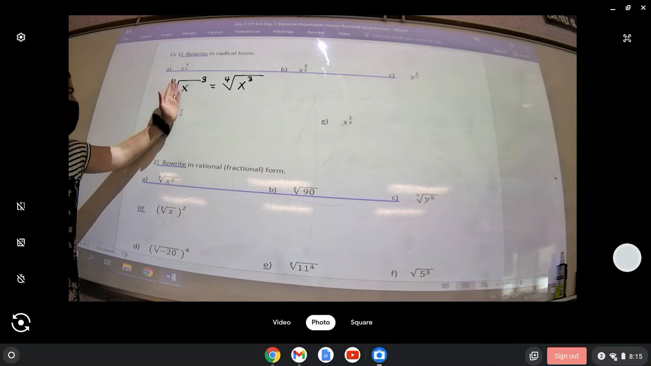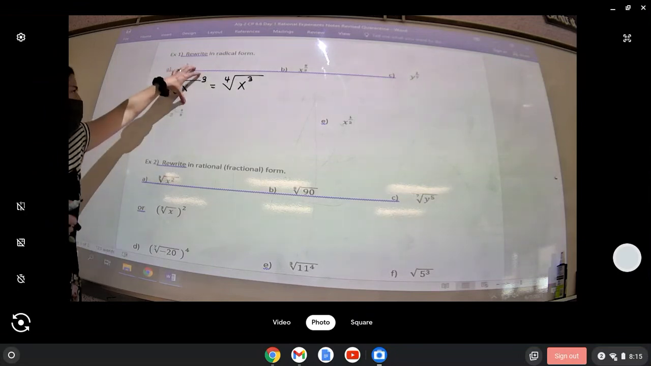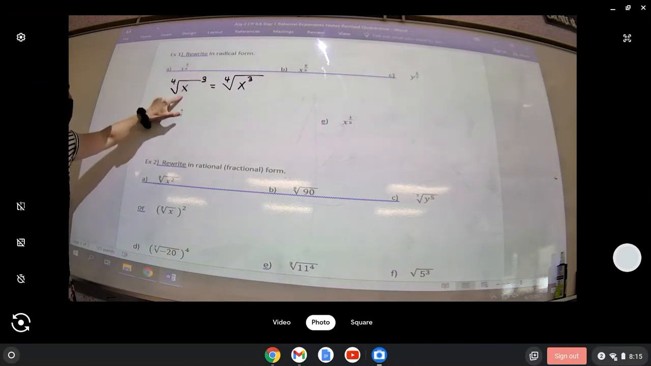Okay? Again, I like to root first and then power, so I tend to write it like this, but because we can't fourth root, they're going to give it the power.